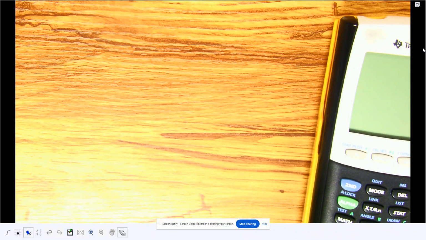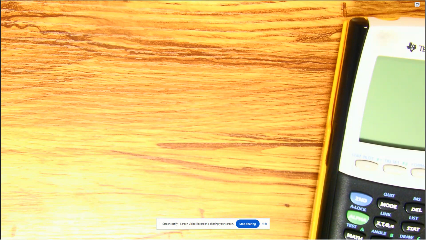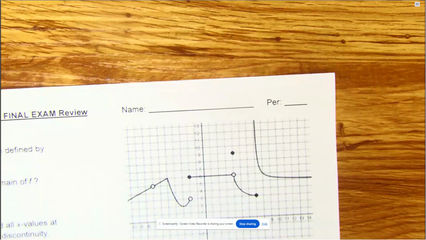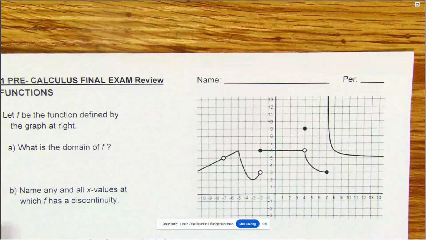I'm going to be doing review packet number 1 to prepare for your final exam. Let me find the right one. Alright, here we go. So we are looking over functions. This packet covers our first 2 tests in the class.